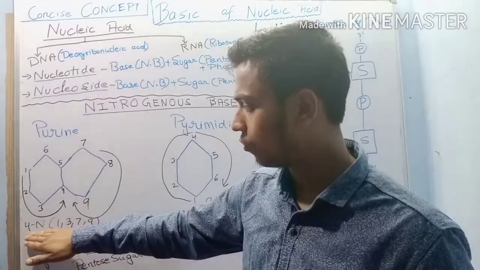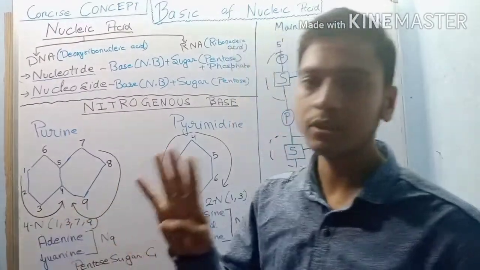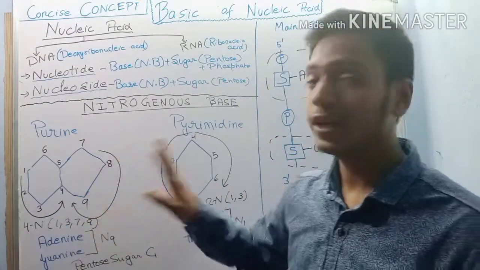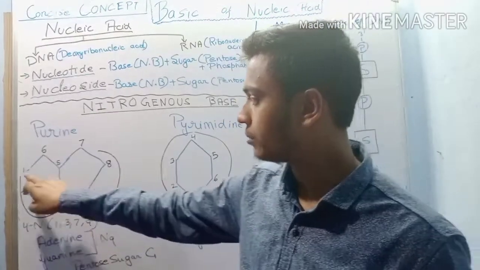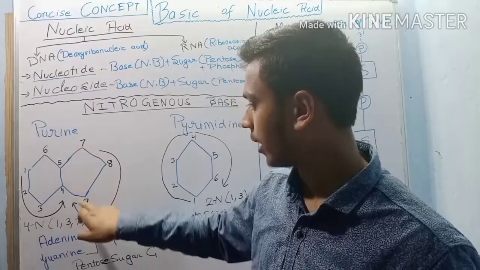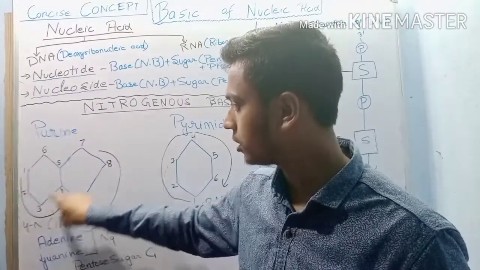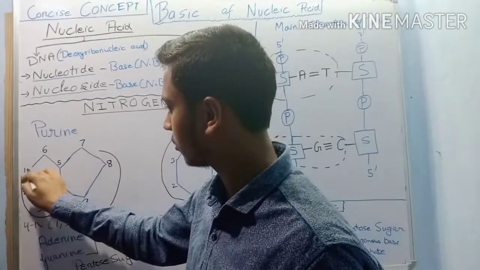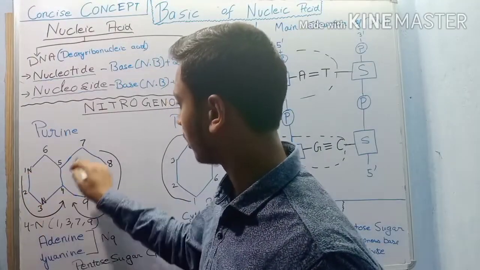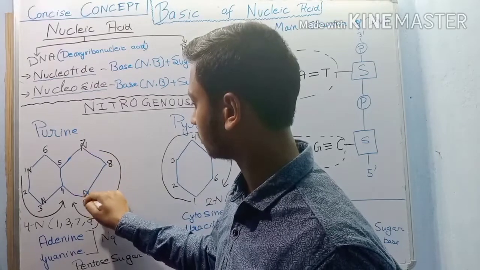Here we'll see 4N. What is 4N? 4N means 4 nitrogen is present. Where is it present? In numbers 1, 3, 7, 9. It means nitrogen is present at 1, 3, 7 and 9 number. Here nitrogen is present, here nitrogen is present, here nitrogen is present, and here nitrogen. That's it.